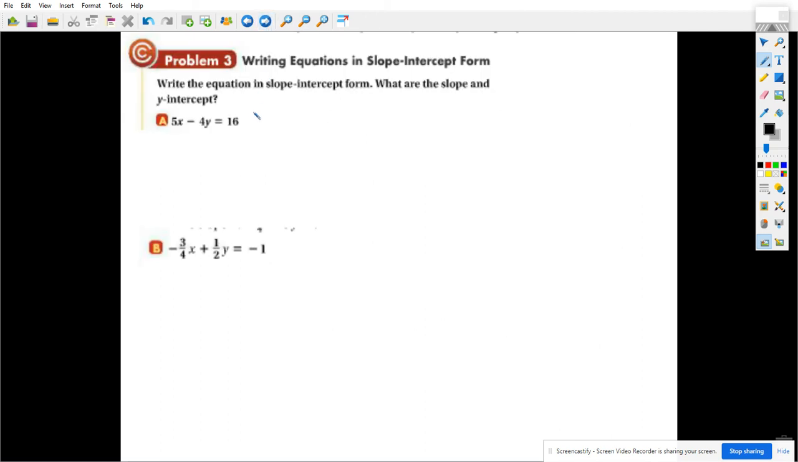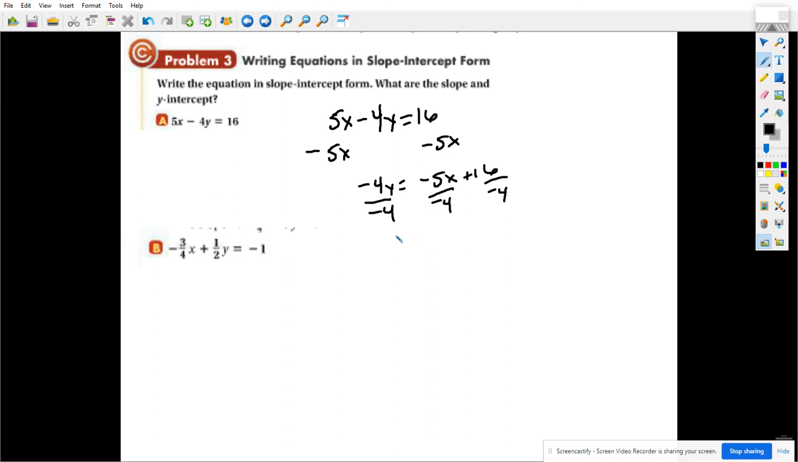So write the equation in slope-intercept form. What are the slope and y-intercept? So for this problem, example A, it says 5x minus 4y equals 16. I want you to solve for y. So we're going to move the x by subtracting it. Negative 4y equals negative 5x plus 16. We're going to divide by negative 4. We're going to get y equals a positive 5 over 4x, because a negative divided by a negative is a positive, minus 4. So my m would be 5 over 4. My y-intercept would be negative 4.